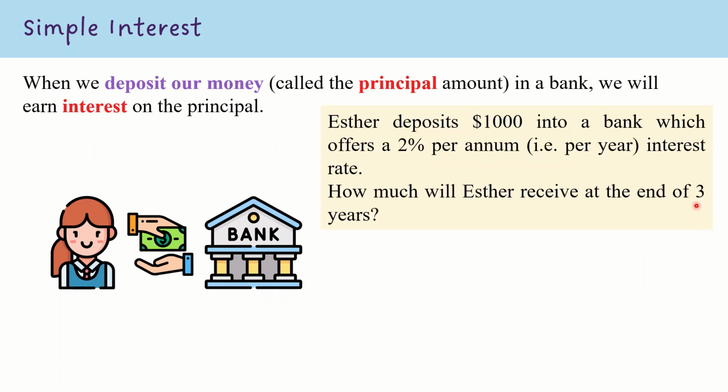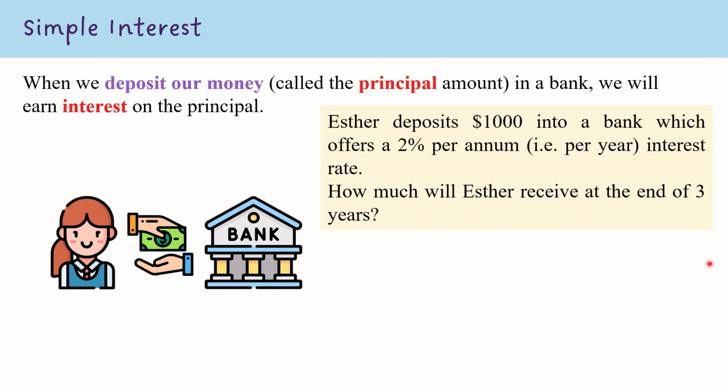Okay, so in this case, I have crafted this problem here. It says that Esther deposits $1,000 into a bank which offers 2% per annum. Annum actually refers to per year. So it offers a 2% per annum interest rate. How much will Esther receive at the end of 3 years?